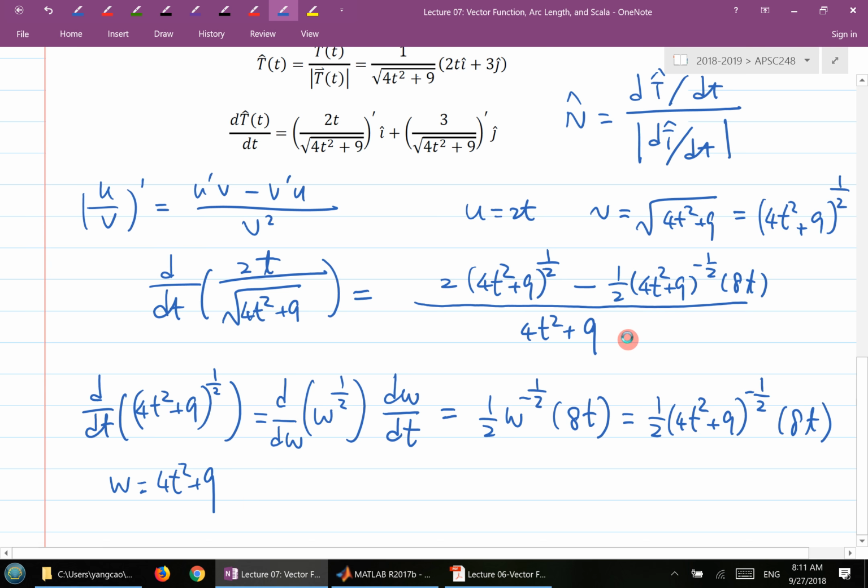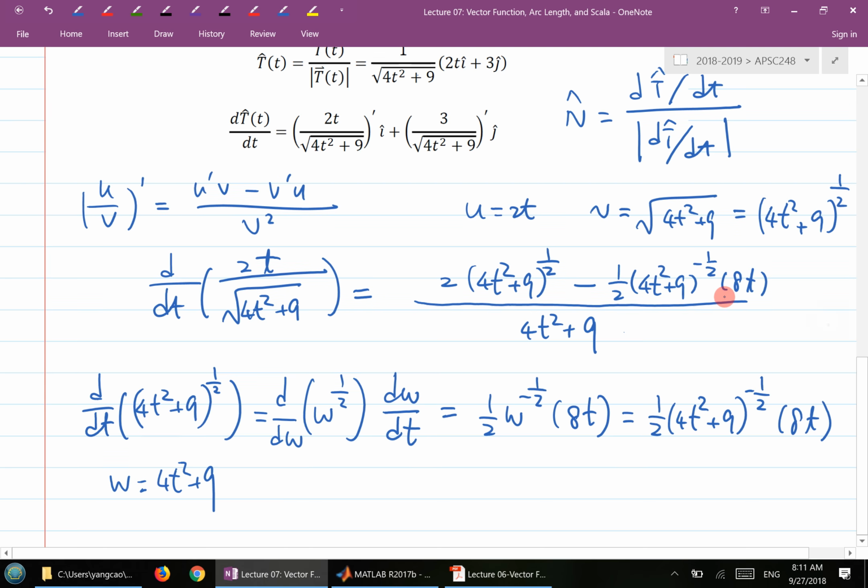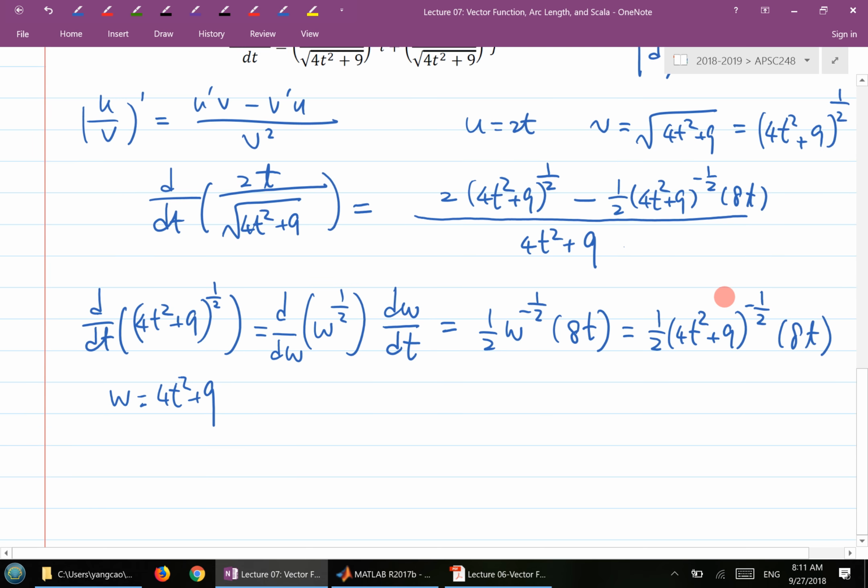However, you don't stop here. You have to simplify it. If you don't simplify it, and if any other derivative or any other operation is required, this is too much computation for the rest of the calculations. So we have to simplify it. I find some students have trouble simplifying these kinds of things here. This is actually pretty straightforward because this is 4t squared plus 9 to the power of negative 1 over 2.